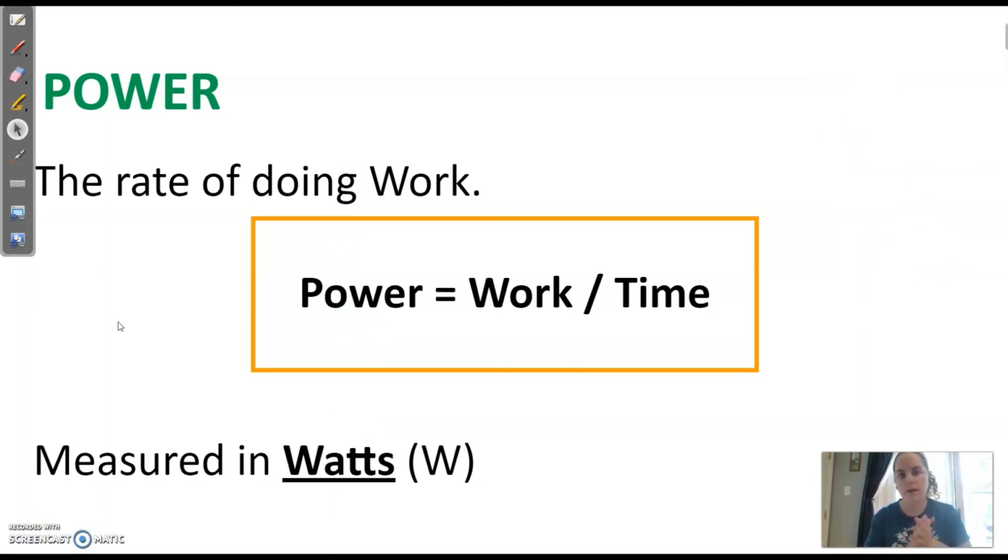So power is the rate of doing work. And so power is work over time, and we measure power in watts.